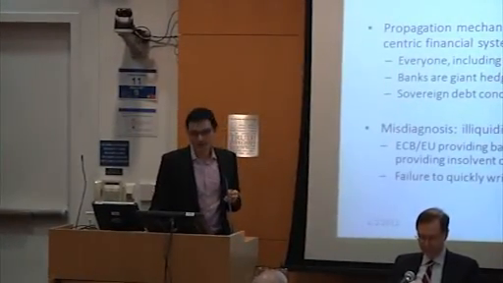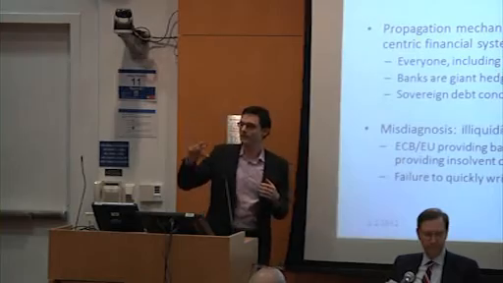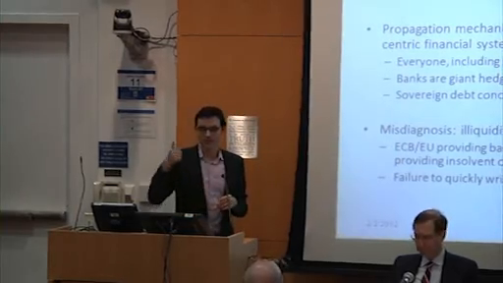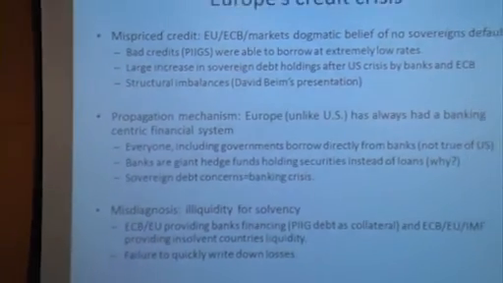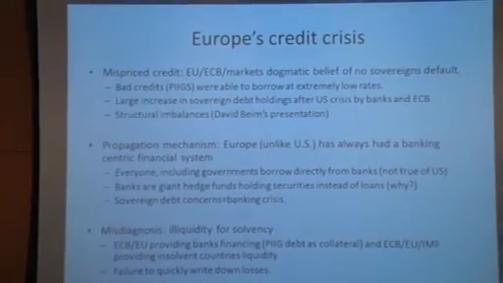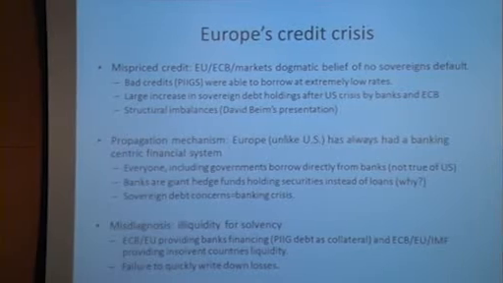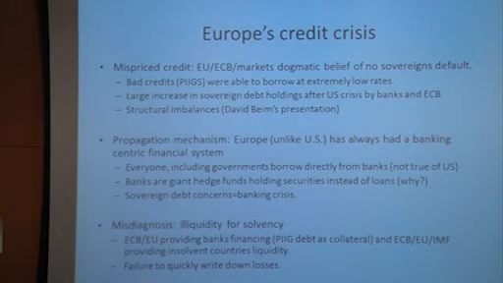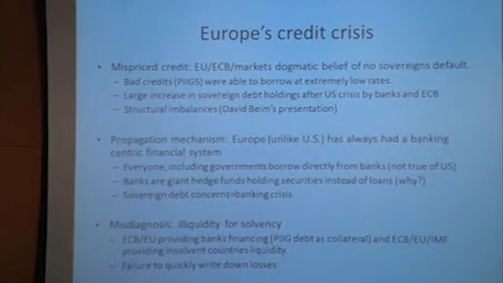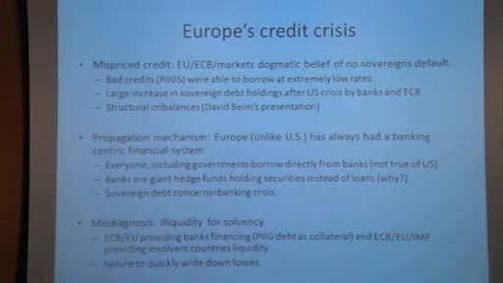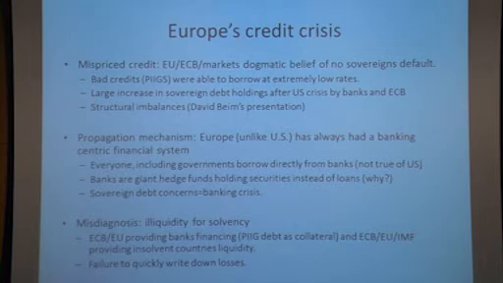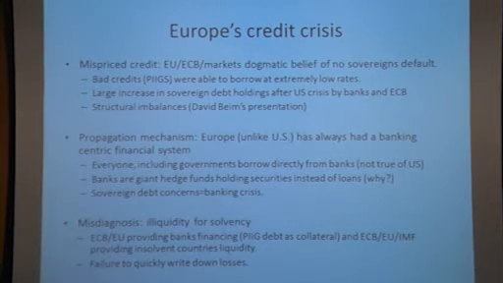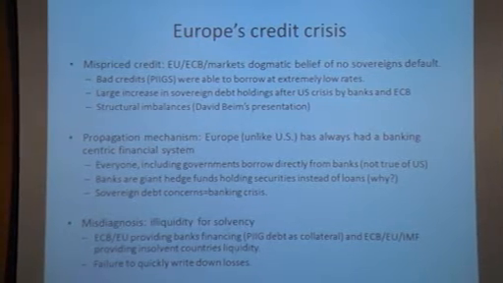If we turn to Europe right now, we can see these same conditions. So we have mispriced credit. I think this is largely driven by the ECB's and markets' dogmatic belief that the sovereigns in Europe can't default. Trichet sort of held this belief until he left the ECB. So bad credits were able to borrow at very low rates. There was also a large increase in sovereign debt holdings after the US crisis by banks in Europe.